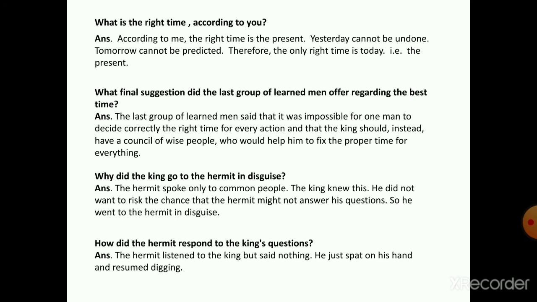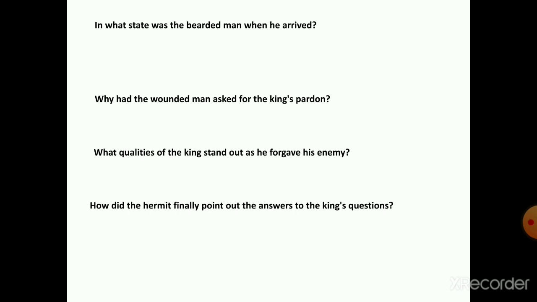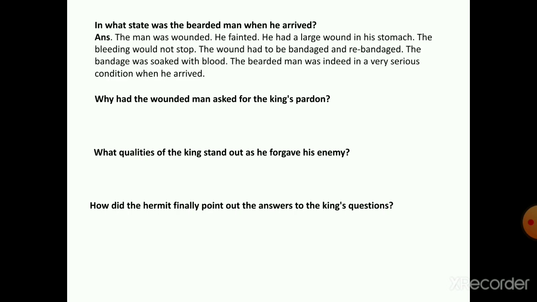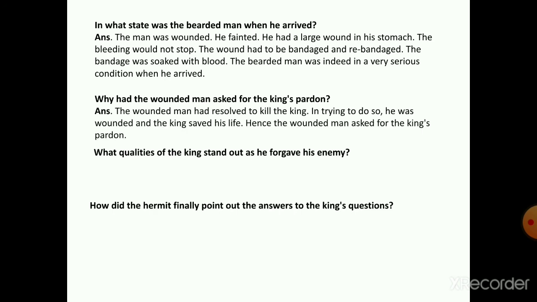Fourth question, how did the hermit respond to the king's question? Its answer is, the hermit listened to the king but said nothing. He just spat on his hand and resumed digging. Remaining 4 questions. Fifth question, in what state was the bearded man when he arrived? Answer is, the man was wounded, he fainted, he had a large wound in his stomach, the bleeding was not stopped, the wound had to be bandaged and rebandaged, the bandage was soaked with blood, the bearded man was indeed in a very serious condition when he arrived.